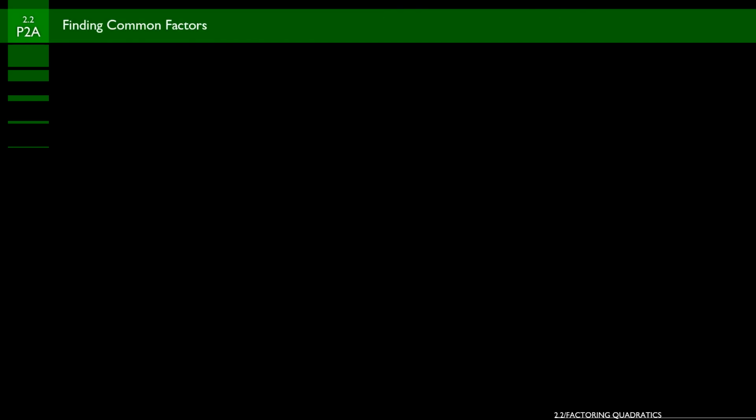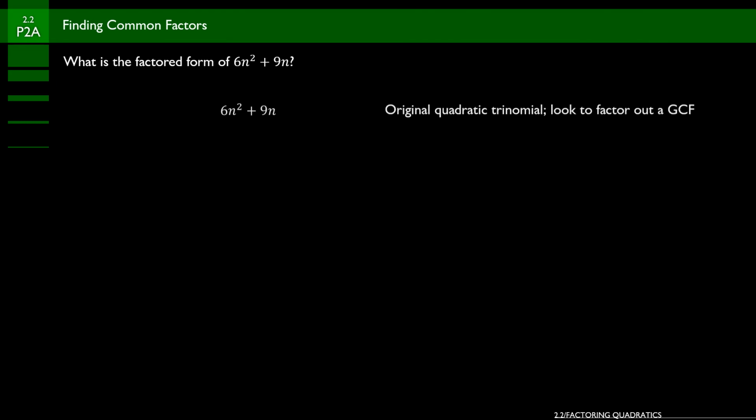In problem number 2a, we're going to be doing a fairly simple sort of factoring, and this is factoring out the GCF, or the greatest common factor. So we're given: what is the factored form of 6n squared plus 9n? When we look at this, we're going to take a look at anything that looks alike first. So we've got our two coefficients here. We've got a 6 and we've got a 9. So we ask ourselves, what goes into both a 6 and a 9, and that's 3.